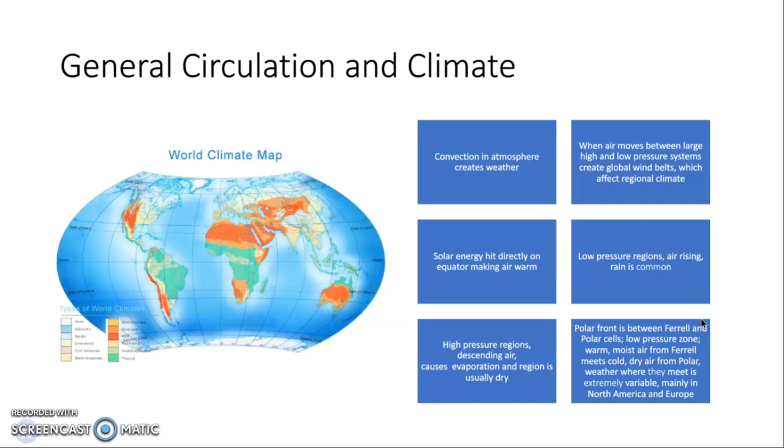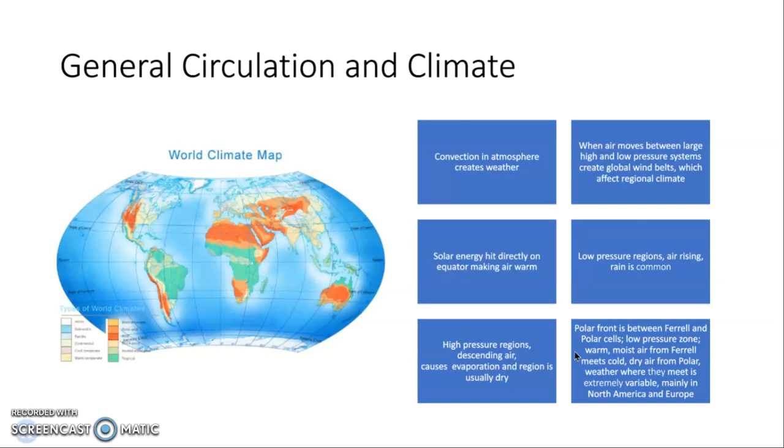Solar energy hits more directly on the equator. This makes the air warmer, and as it rises to the poles, which have less direct sun, it becomes cooler and descends back down. In low pressure regions where the air is rising, rain is common, and in high pressure regions where air is descending, evaporation occurs, and this region is usually drier.